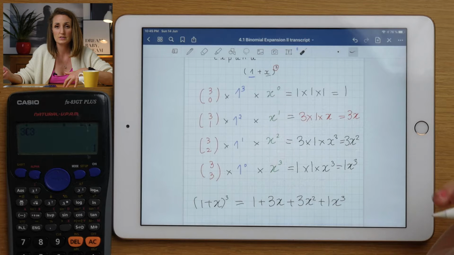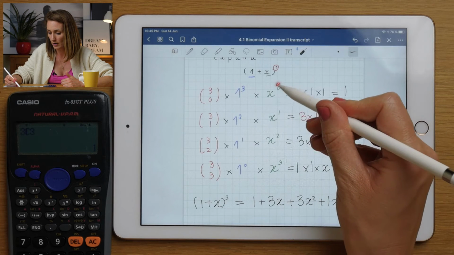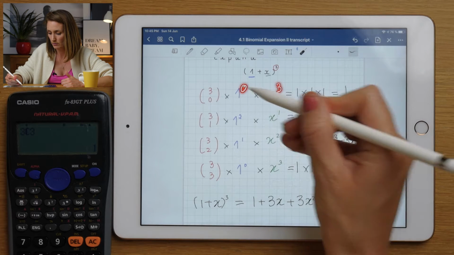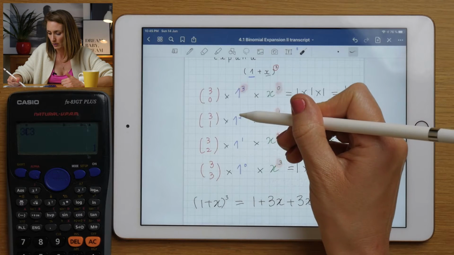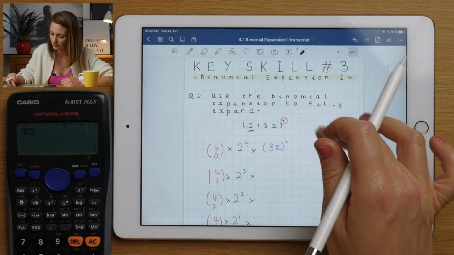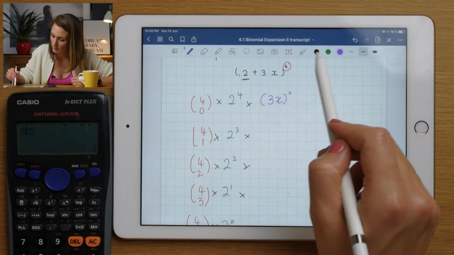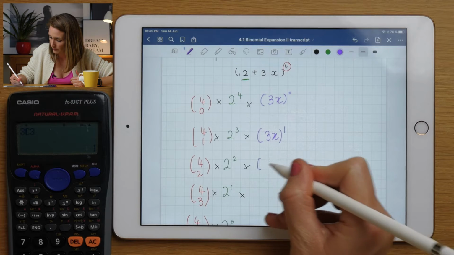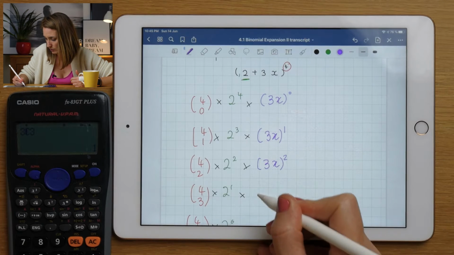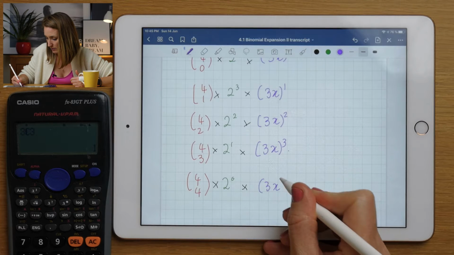If the question asks for descending, you're going to want to have it the other way around. You're going to want to have this one starting on 3 and this one starting on 0. And then this one's going to go down and this one's going to go up. Now, it's important in this case to have a bracket, okay? So this would be 3x power 1, 3x power 2, 3x power 3, and 3x power 4.